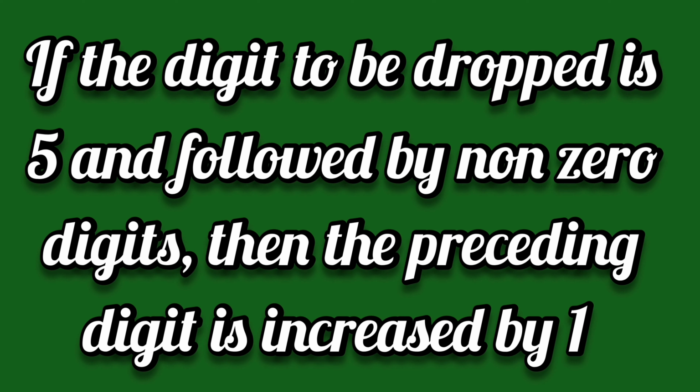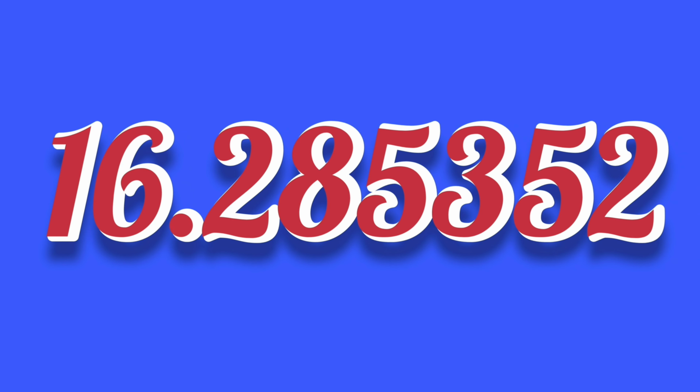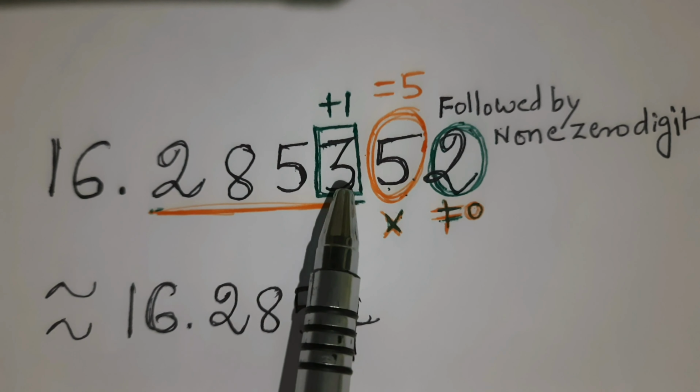Third case is if the digit to be dropped is 5 and followed by non-zero digits, then the preceding digit is increased by 1. Now let us discuss this rule by taking an example. Let's now take a decimal number with 6 decimal places, 16.285352. Let us round off this number up to 4 decimal places.